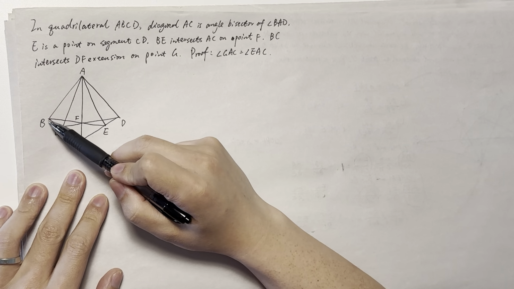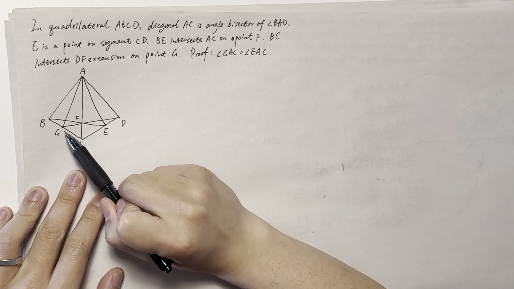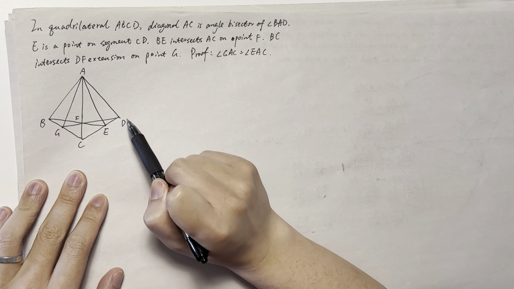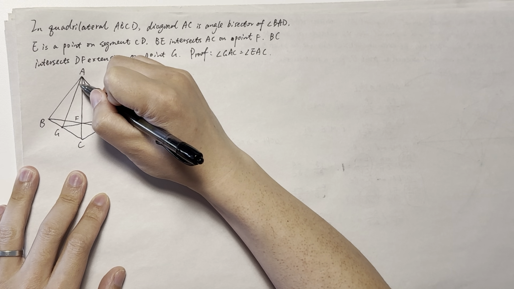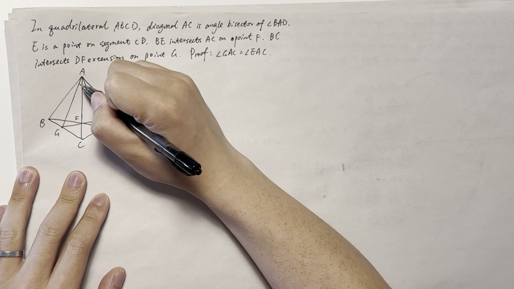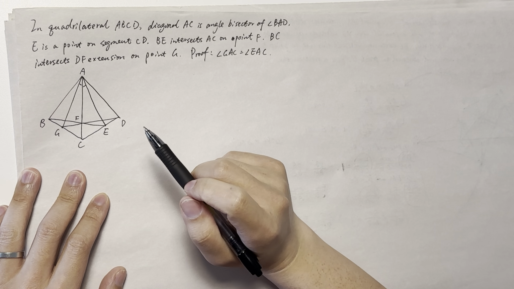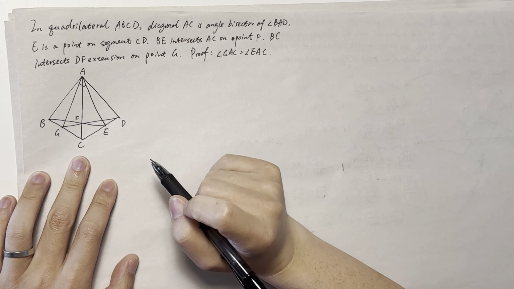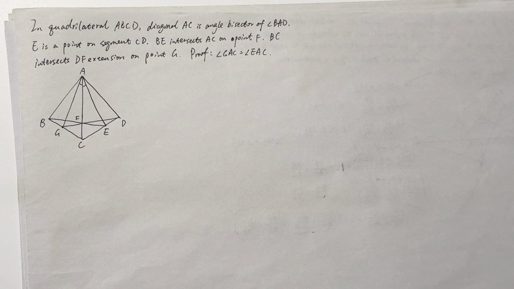We can see that we have a triangle BCE, and we have a line GFD that intersects the triangle. And we want to prove that this angle equals this angle. This problem is a very classic problem, and it has a lot of variants. We will prove those variants in following videos, but here, we can simply use Menelaus theorem.